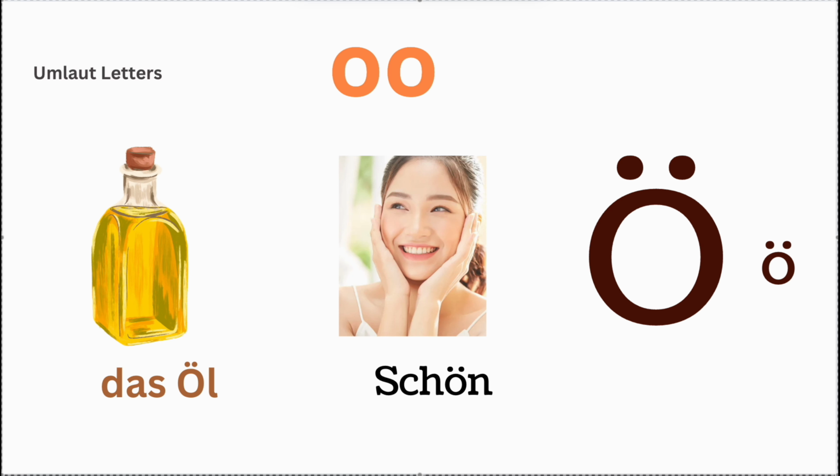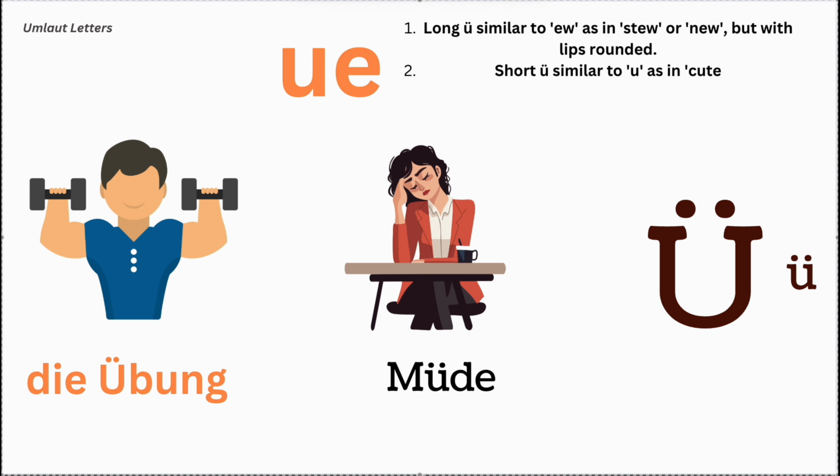Ö. Like you have to stretch a bit. Ö. Das Öl means oil. Schön means pretty. Ü sounds like, for example, die Übung. Müde. Übung means exercise. Müde means tired.